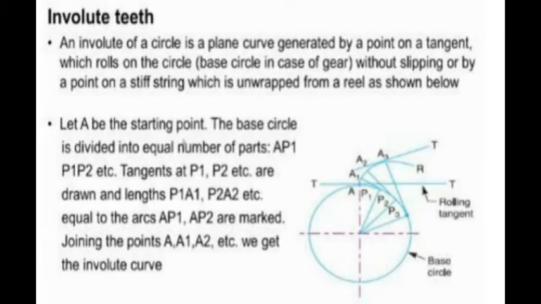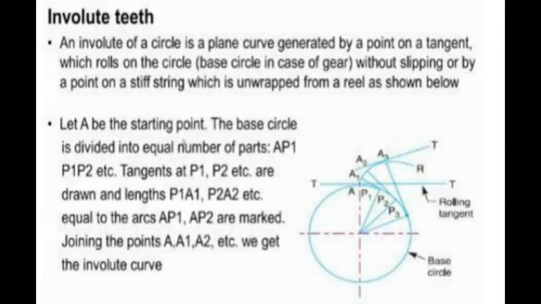Now we will try to understand what is involute profile and how to construct involute profile. So we can see we have a base circle, and then we have a tangent TT. In this involute profile, the tangent is rolled over the base circle without any slippage, and we consider a point A on the TT. When the tangent TT rolls over the base circle, what is the path traced by the fixed point A? That becomes the involute profile, the involute of a circle.